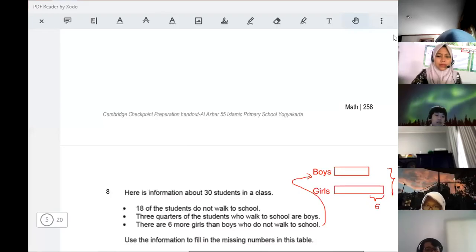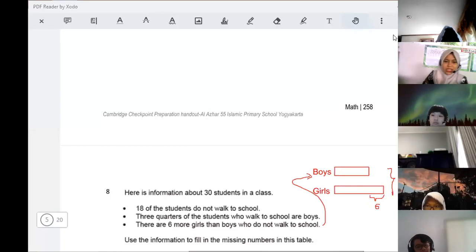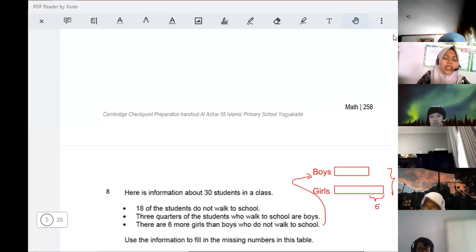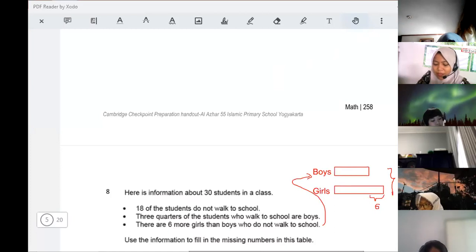For page 259, look at this. Here is information about 30 students in a class. 18 of the students do not walk to school. You see there the total of people who do not walk to school. And then 3/4 of the students who walk to school are boys.